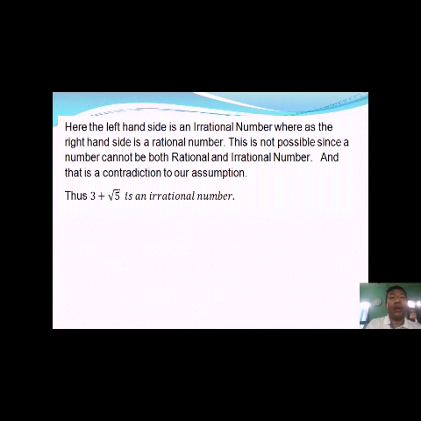Here the left hand side is an irrational number, whereas the right hand side is a rational number. This is not possible since a number cannot be both rational and irrational. And that is a contradiction to our assumption. Therefore, 3 plus root 5 is an irrational number.